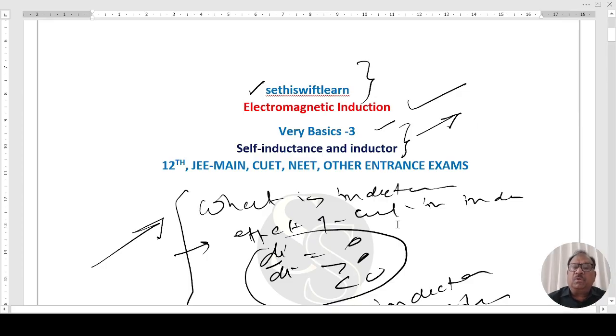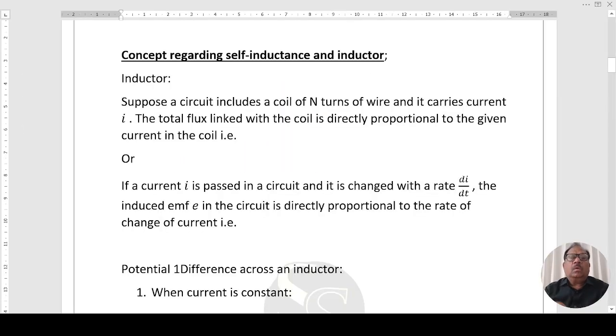Now let's start with the question and concepts. Concept regarding self-inductance and inductor. Suppose a circuit includes a coil of N turns of wire and it carries current I. The total flux with the coil is directly proportional to the given current in the coil, that is N phi proportional to I. If we remove the constant of proportionality, N phi equals L I, the constant of proportionality comes out to be inductance.